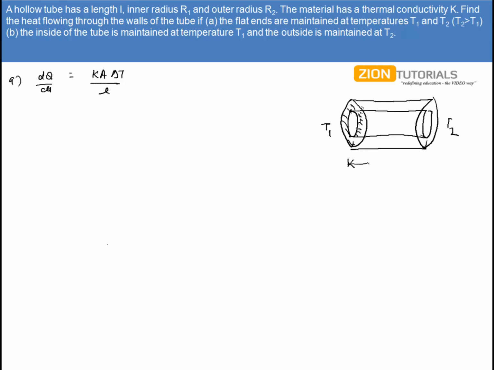So let's say the length is L, so the area will be only the shaded area, so it will be K pi (R2 square minus R1 square) (T2 minus T1) by L. That is the answer. Now in the second part, if the inside of the tube is maintained at temperature T1 and outside is maintained at T2, it will be a case like this.